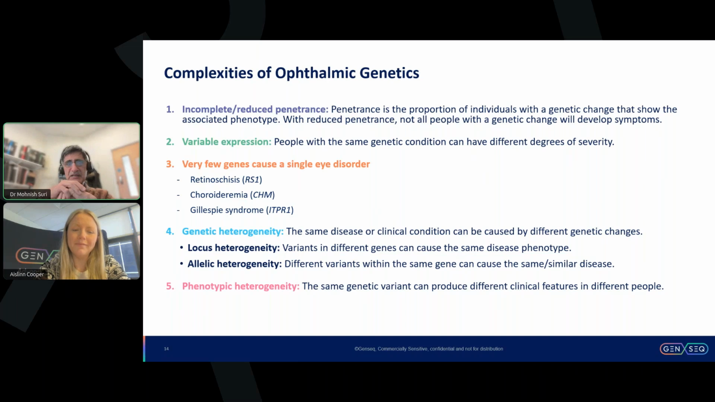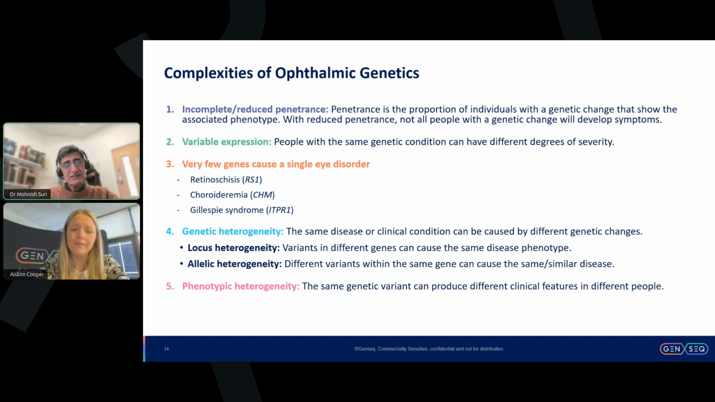So retinoschisis is an X-linked condition. If you have pathogenic variants in RS1, you get this X-linked recessive condition called retinoschisis. It doesn't really cause any other eye phenotype. Similarly, if you have pathogenic variants in CHM, you only ever get choroideremia. You don't get anything else. And if you have variants in ITPR1, then you get just the eye phenotype of Gillespie syndrome. But there aren't many genes like that in the list of eye-related genes.